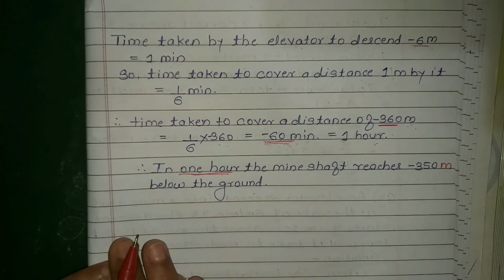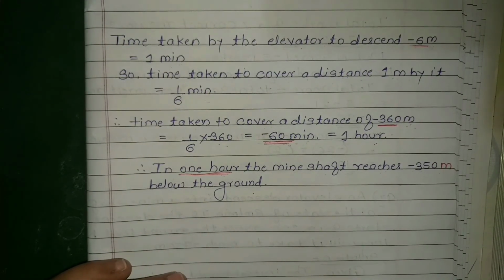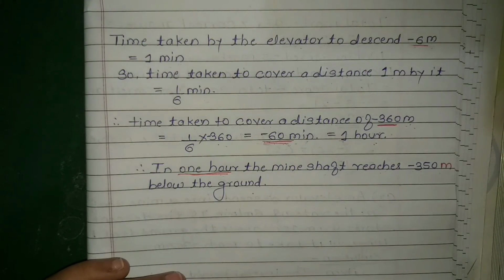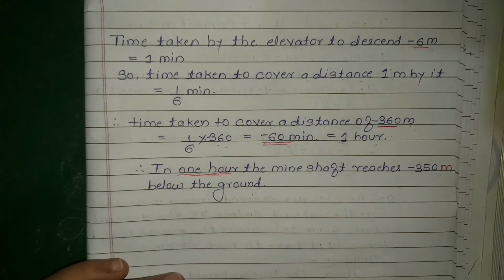So students, these are very important examples. With this we completed exercise 1.4, and also completed chapter number 1, Integers. My dear students, I hope you all understood all these exercises and all the concepts of integers. If you have any doubt, then ask me anytime.